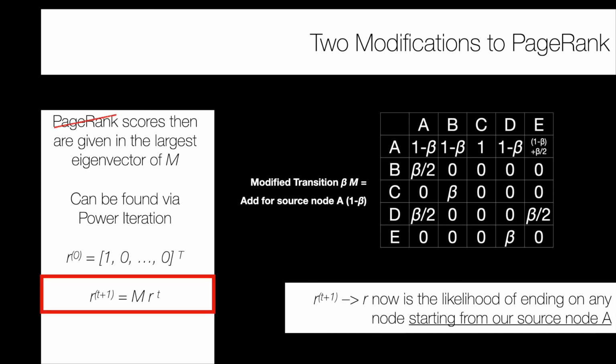Then we can apply this power iteration method in the exact same way with the slight modification of what this transition matrix looks like. And in the end, after enough iterations, this R_{t+1}, this iteration on R, converges to the likelihood of ending on any particular node in the graph, starting from the source node A. So this becomes not our PageRank method, but the Simrank method that's presented in the book.